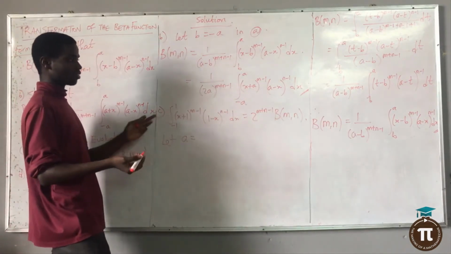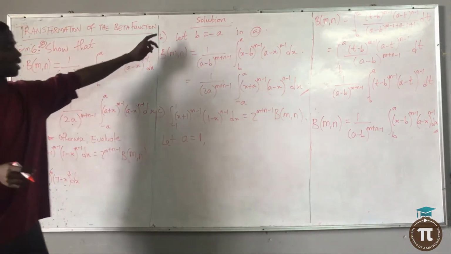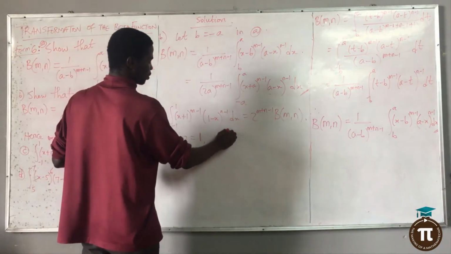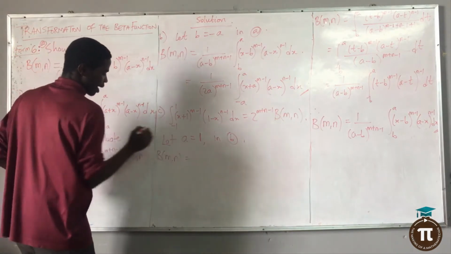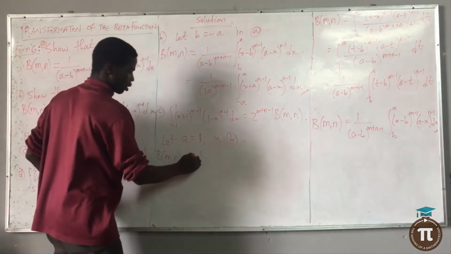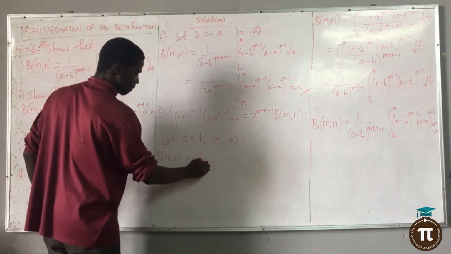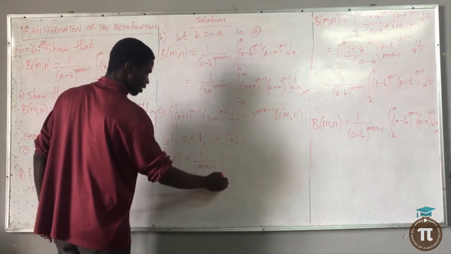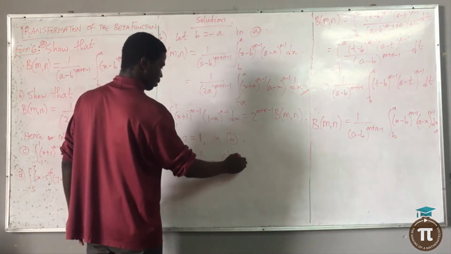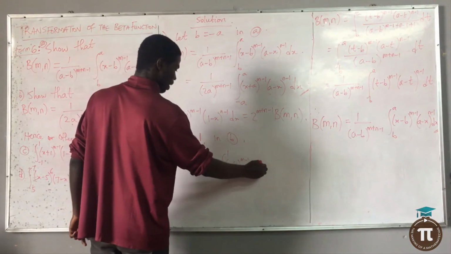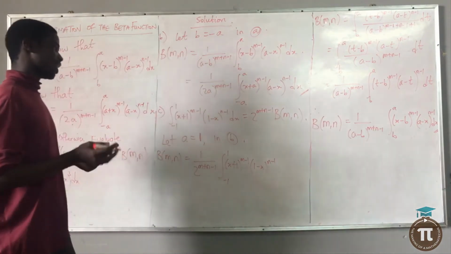So what we just need to do in this B, just let a be equal to -1. Oh, let a be equal to 1. Let a be equal to 1 in B. In this B we have just proved that the beta function of m, n is equal to 1 over 2^(m+n-1) times the integral from -1 to 1 of (x+1)^(m-1) (1-x)^(n-1) dx.